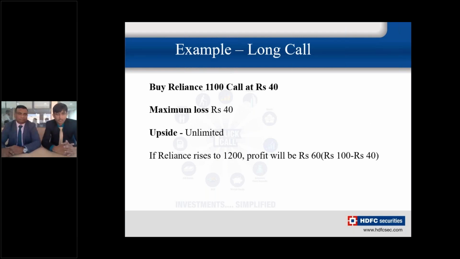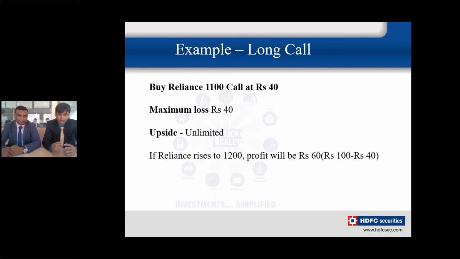So now the simplest strategy is to buy the call of Reliance. Suppose you buy a Reliance 1100 call at 40 rupees. Here, in case of buying a call, the loss is limited to the premium paid. As the example shows, your loss is limited to the premium paid, that is 40 rupees per lot. However, your upside is unlimited. If Reliance moves up to 1200, 1300, then your profit will increase as the price moves along.